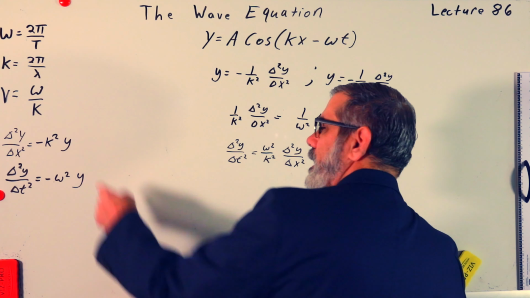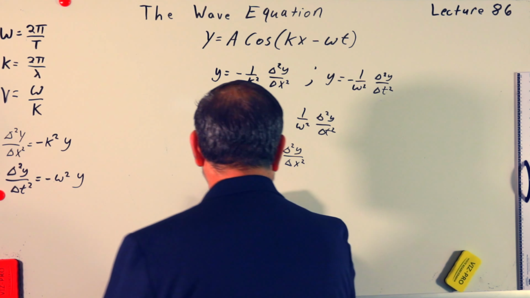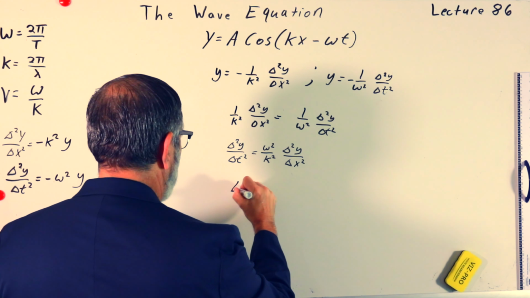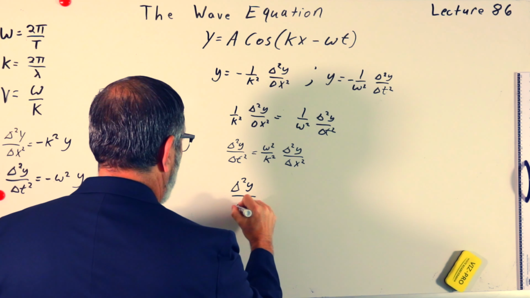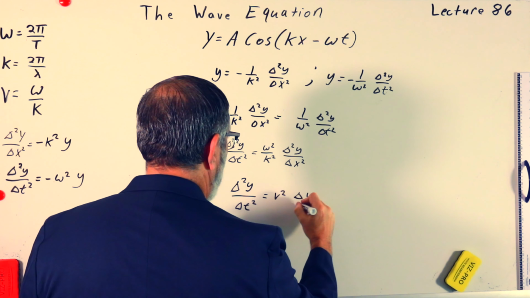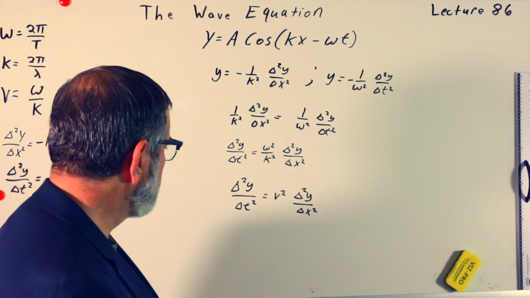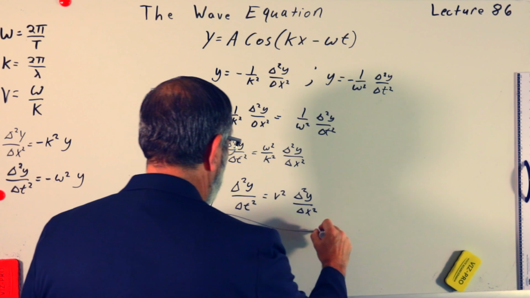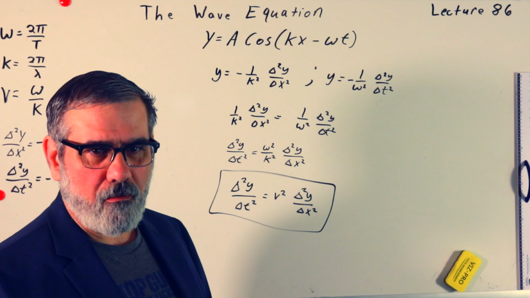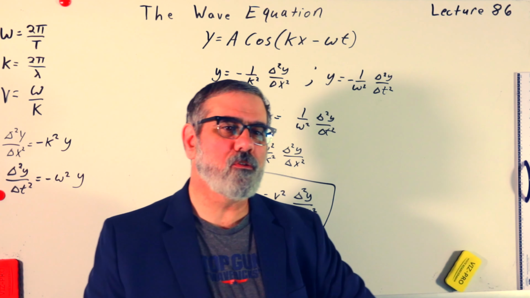And recall that omega over k was equal to v, the wave velocity, right? And so I can replace omega squared over k squared with just v squared. And so I get that delta 2y over delta t squared equals v squared times delta 2y over delta x squared. Okay? And this is the wave equation. This term here is like an acceleration, right? This term over here is like an acceleration, but in the spatial sense, right?